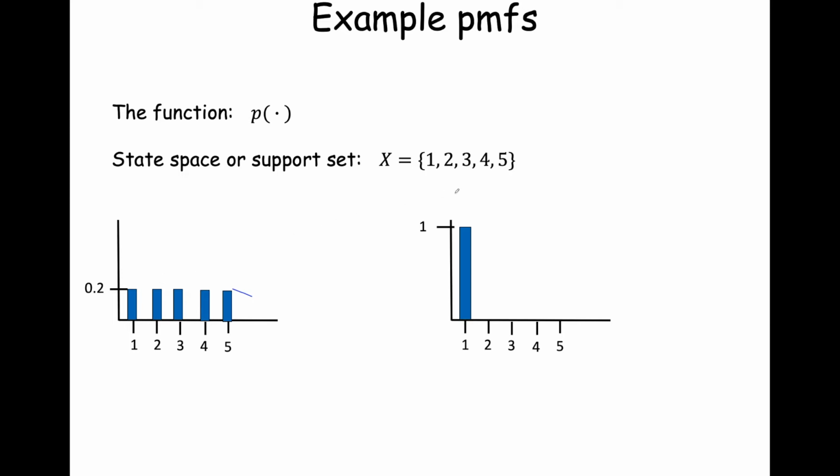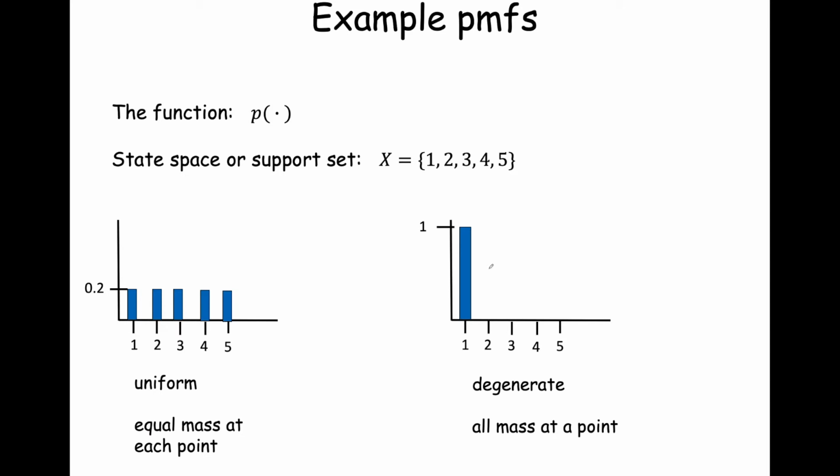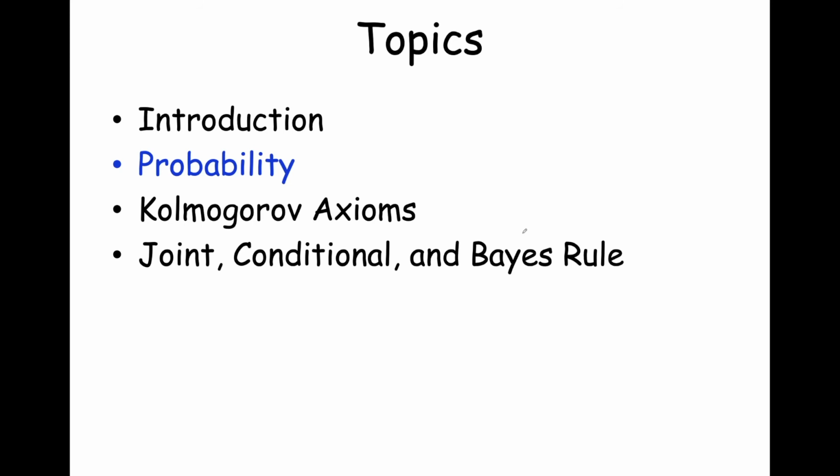And so we also have another type of mass function. This is a degenerate case. We have what's called a point mass. All of the probability mass, all one of it, is concentrated on a single element of the support set. And so here we have uniform, equal probability mass at each point, and degenerate, we have all the probability mass, so-called point mass, at a single point.